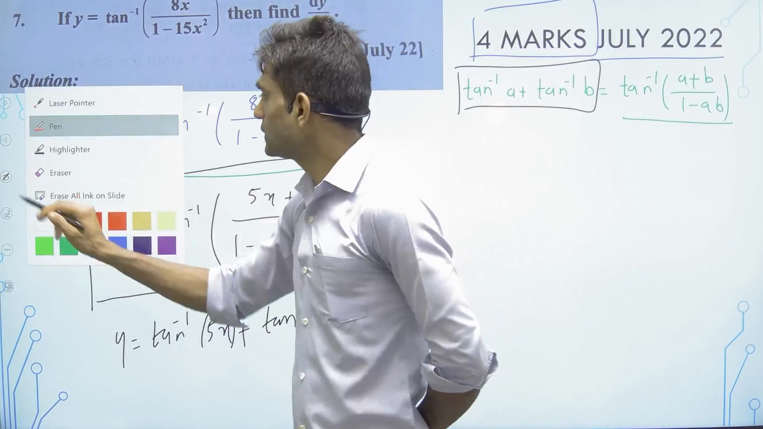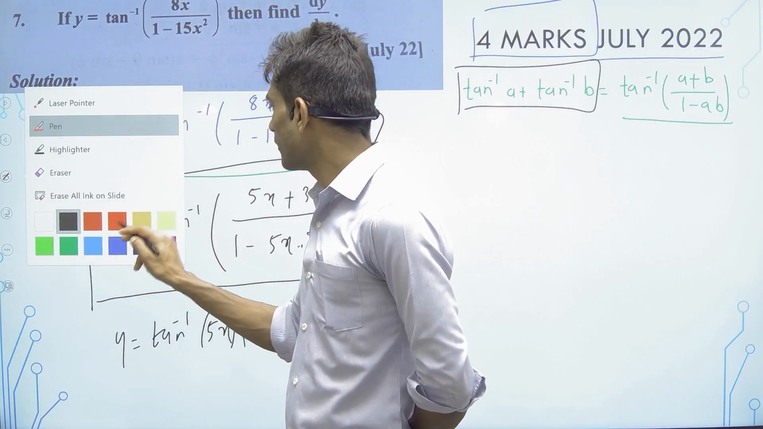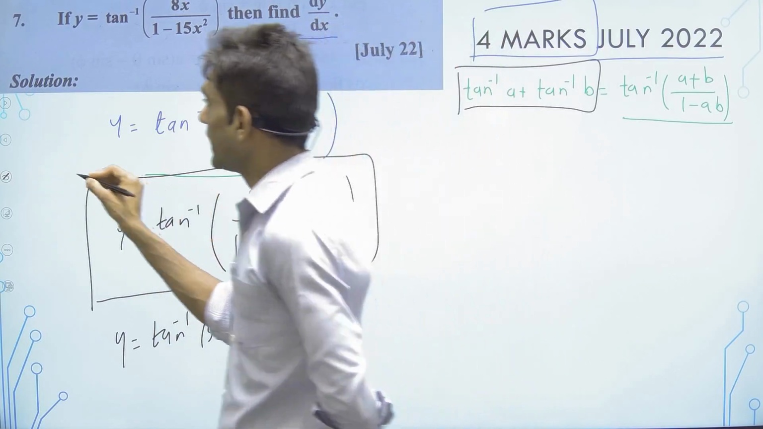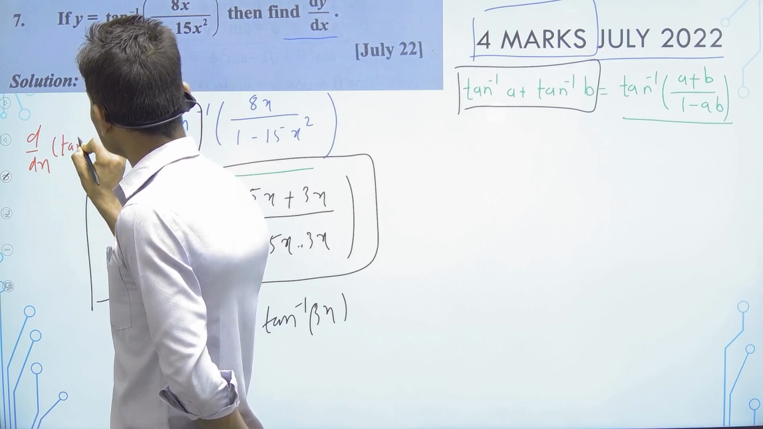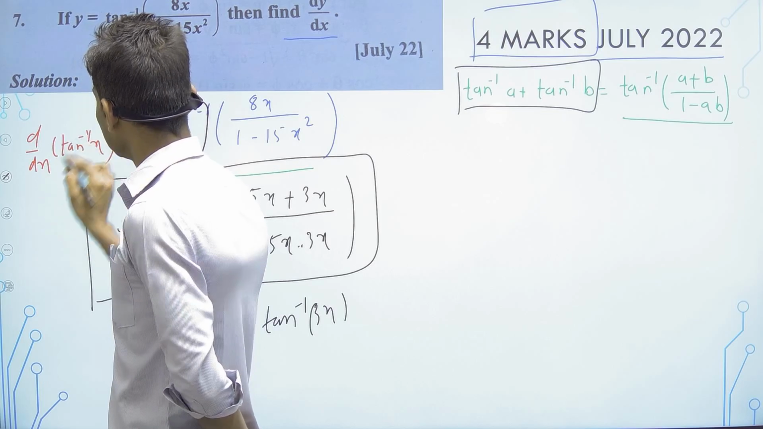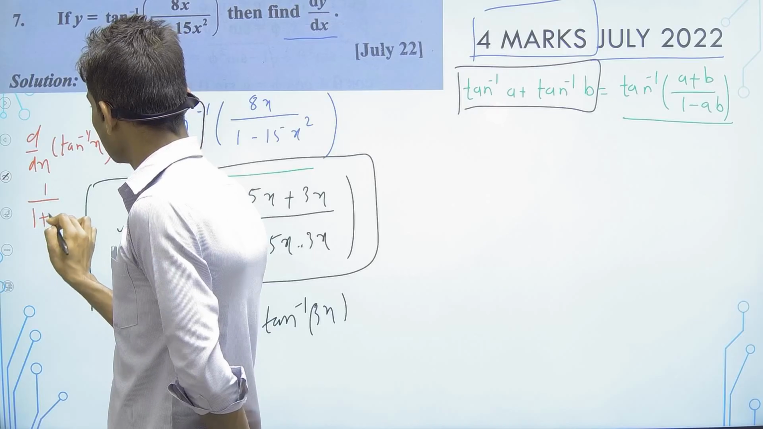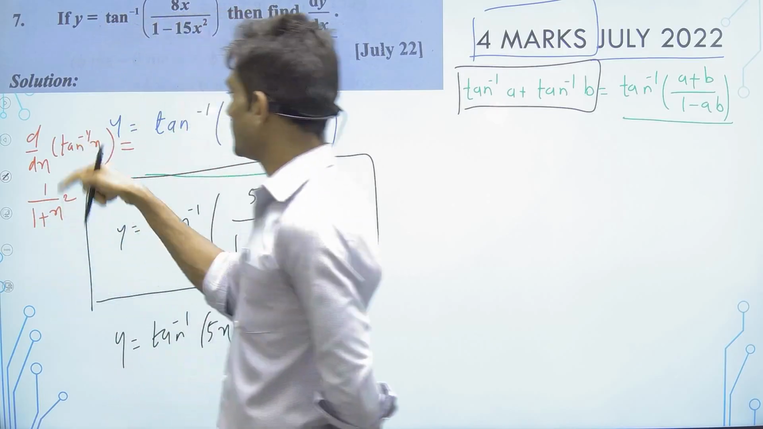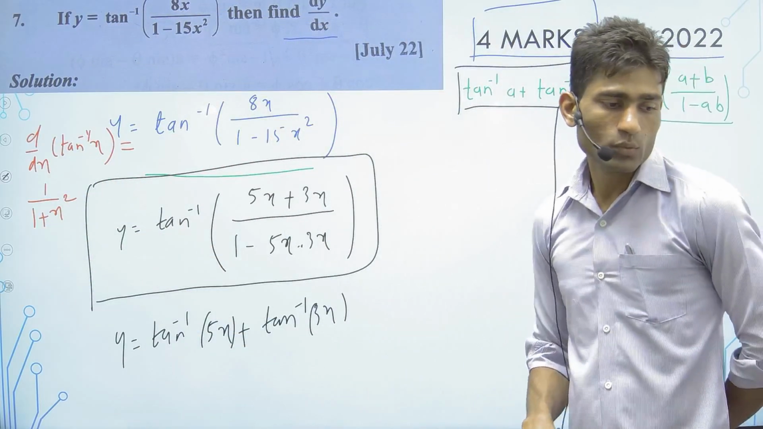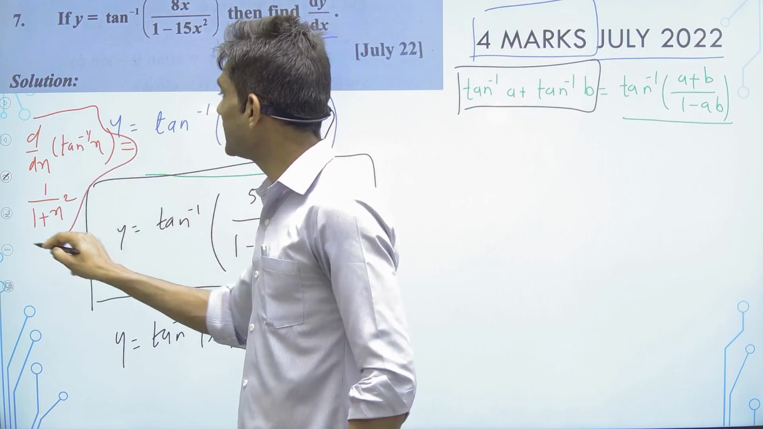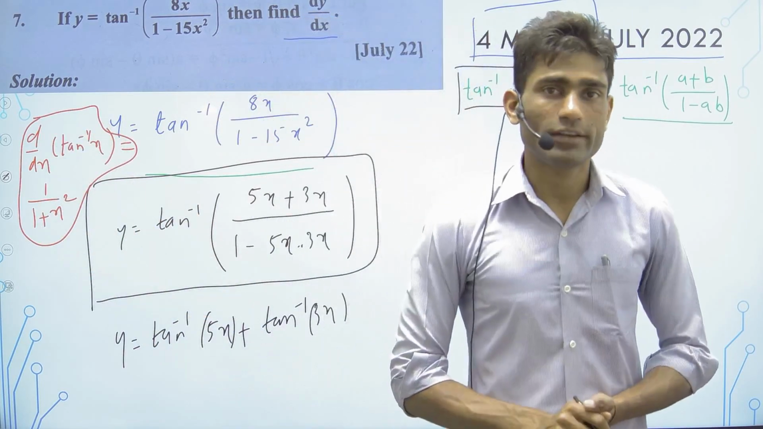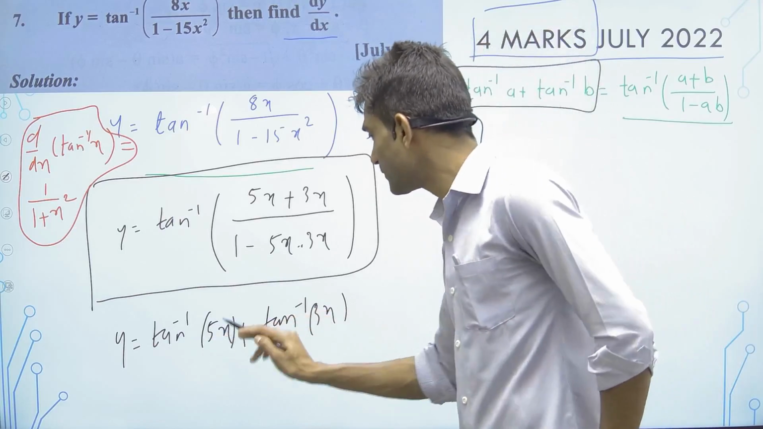One more standard result we have to consider here for our differentiation: d by dx of tan inverse of x is 1 upon 1 plus x square. This is the differentiation of tan inverse of x. So we are going to apply this result here for finding our differentiation.